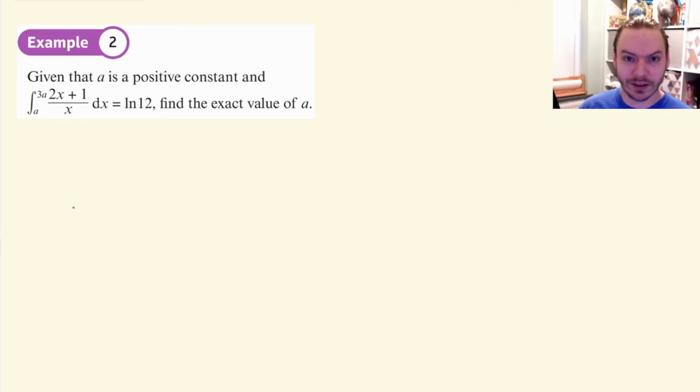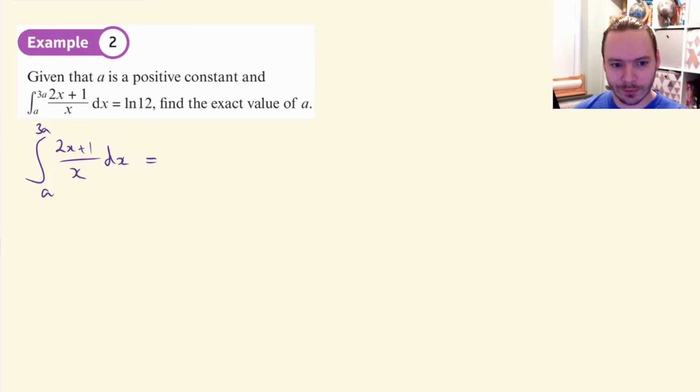Okay, and the second example, similar work involved, separating it out into some standard integrals, but this time we have a definite integral, but the limits we don't know about. So there's a bit of a problem-solving aspect to this question as well. So let's just take this a step at a time. I have the integral between a and 3a of 2x plus 1 over x. Now, if I want to integrate that, it's worth noting that this is a fraction with 2 separate terms in the numerator. And what that means is I can just pull it apart into 2 separate fractions.